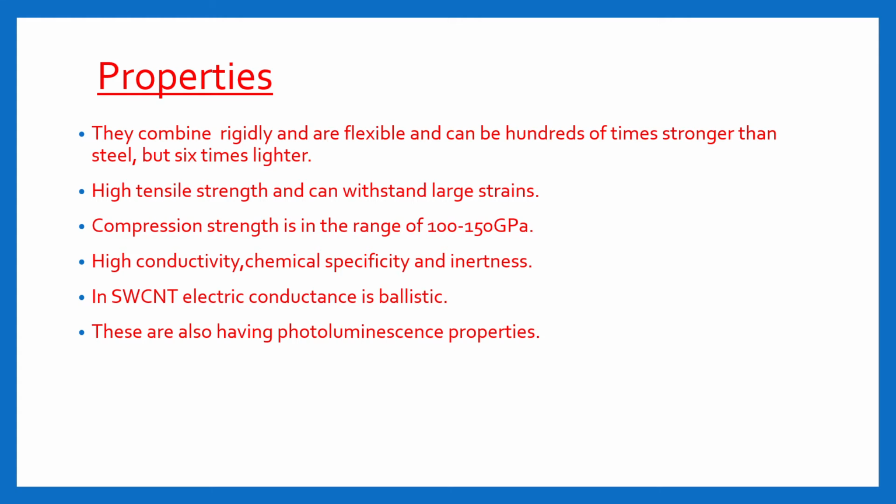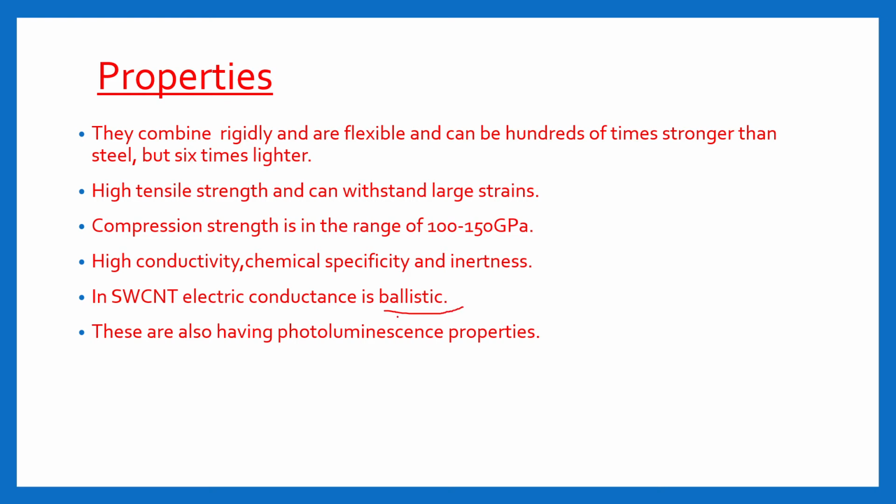These are having unique electronic and mechanical properties. Carbon nanotubes are having very high tensile strength and they can withstand large strains also. If you take the compression strength, it is in the range of 100 to 150 gigapascals. These are also having high conductivity, chemical specificity, and inertness. Let me discuss with you later about the inertness of the carbon nanotubes. In SWCNT, electric conductance is ballistic.